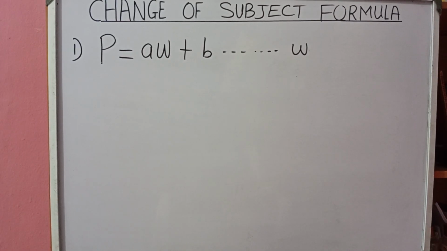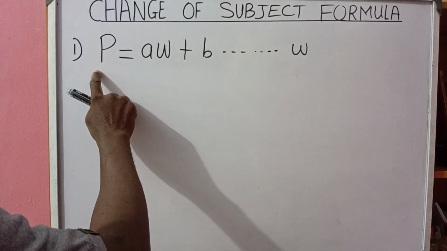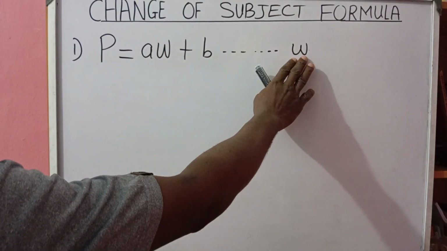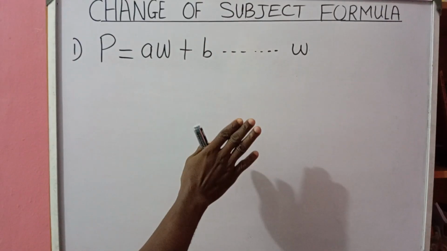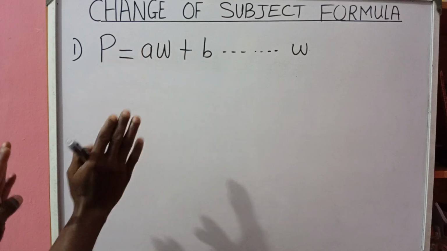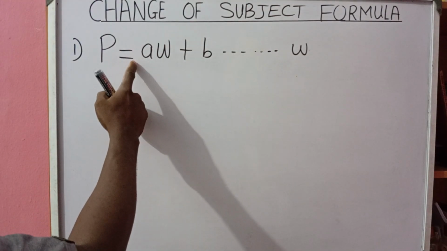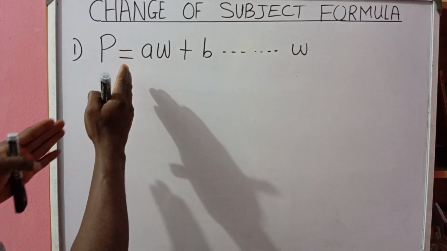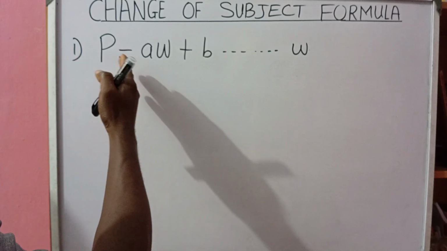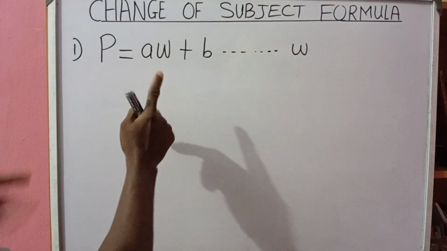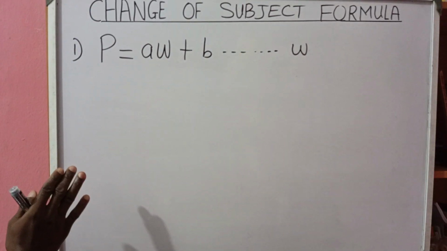Now for the first question, the idea here is to make W the subject of the formula. And what it entails is to make this W stand on its own. In an equation, there is always an equal sign. So in that equal sign, there is the right-hand side of the equation and the left-hand side of the equation. So all we need to do is to make sure that W stands on its own.